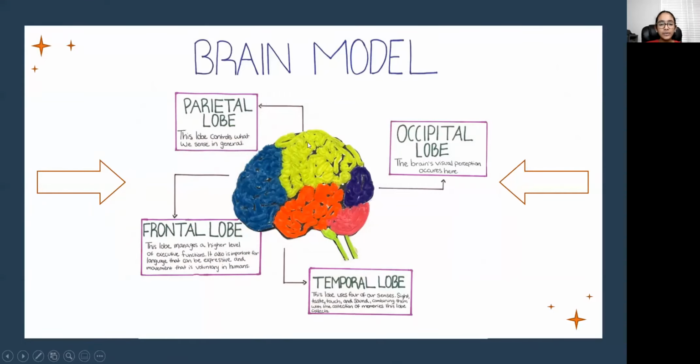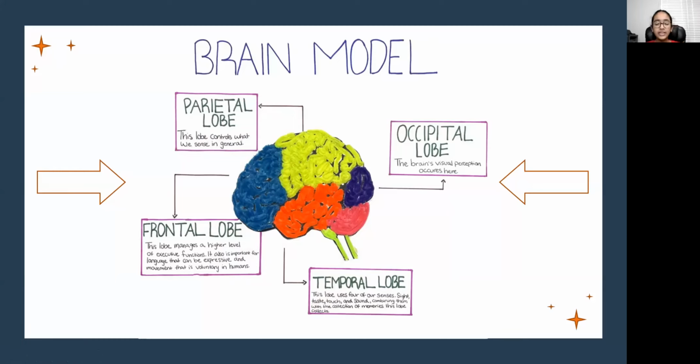The yellow is the parietal lobe, the purple is the occipital lobe, the orange is the temporal lobe, and the blue is the frontal lobe. So the parietal lobe is where the Stroop effect takes place. This lobe controls what we sense in general. The occipital lobe is where the brain's visual perception occurs.